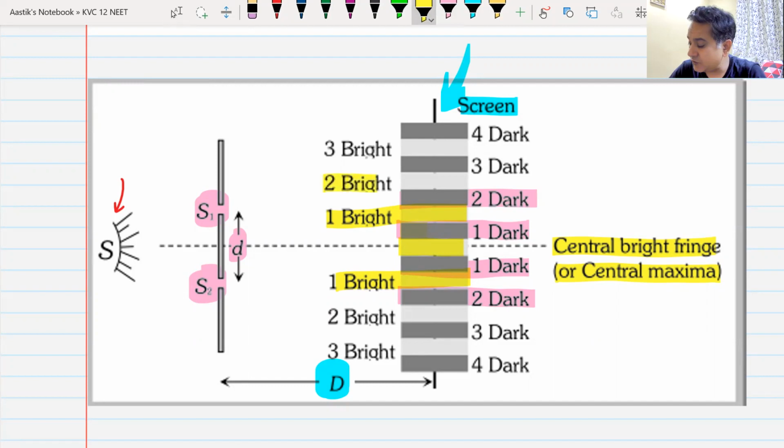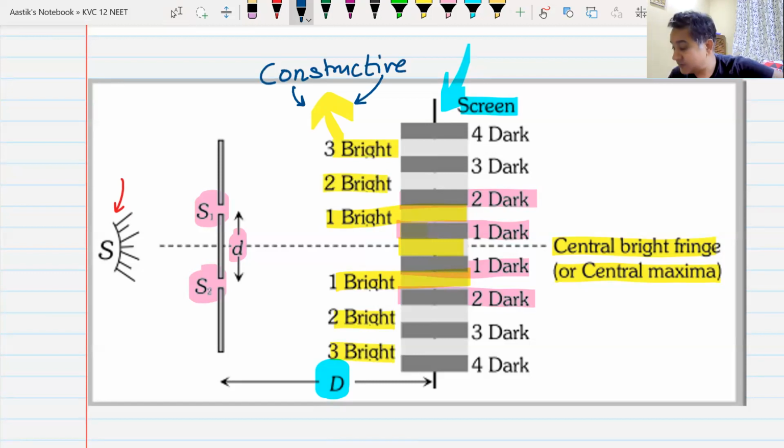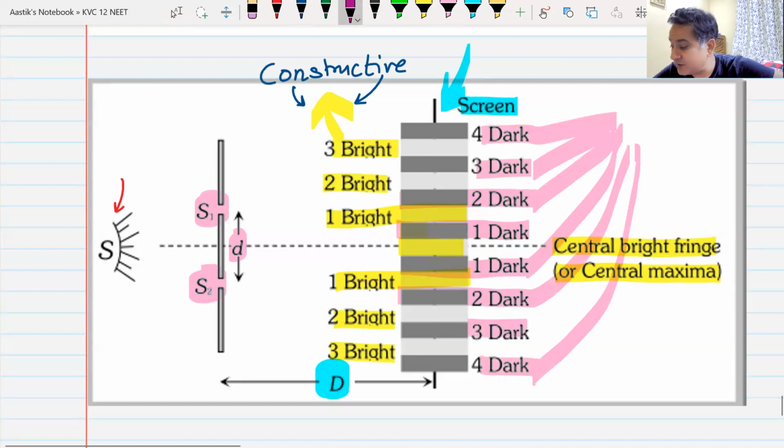All these points where you have bright fringes, the yellow ones, are the points where you are having constructive interference. Dark points, bright points. What about the other gentlemen? Wherever there is darkness, all these points where you have darkness, these are the points where you are having destructive interference. Do we understand this?